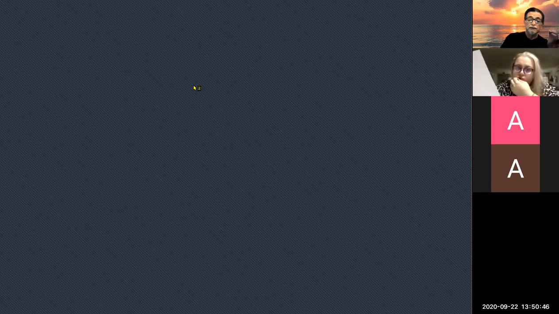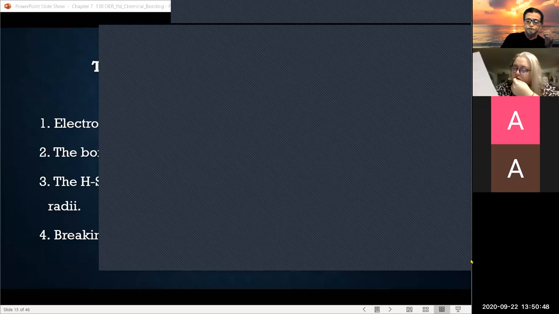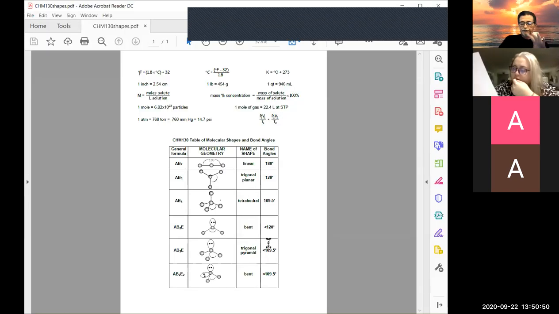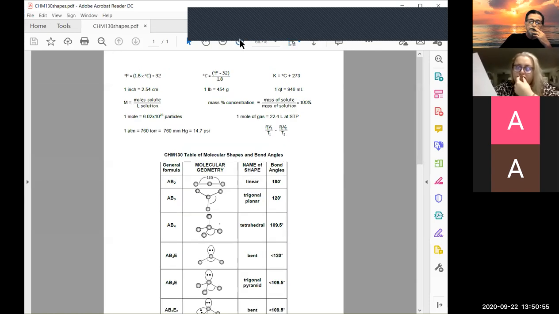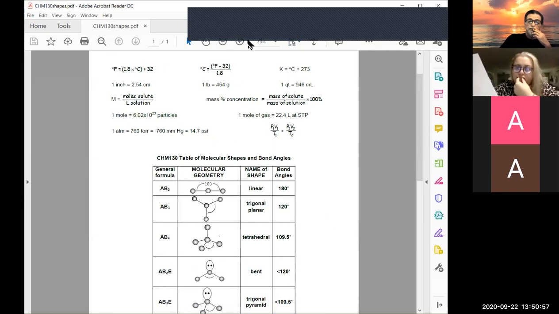Okay. The shapes table is going to have this table here. Okay. Now, we're going to use this quite a bit. Let me zoom up a little bit.